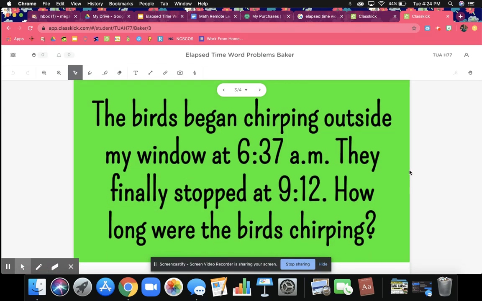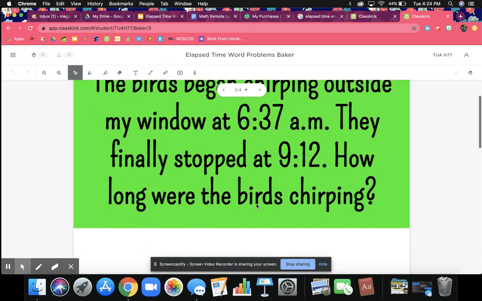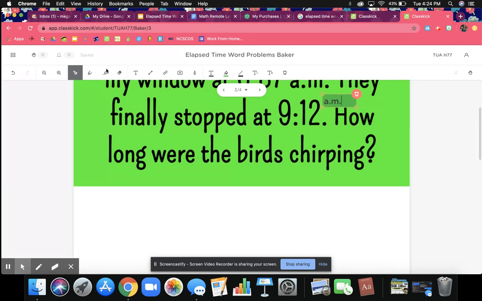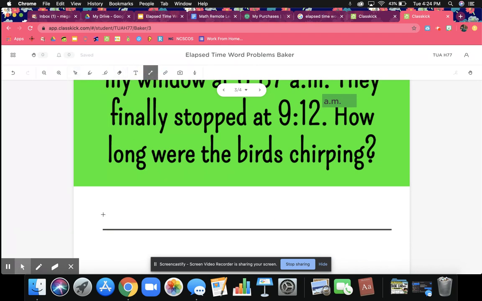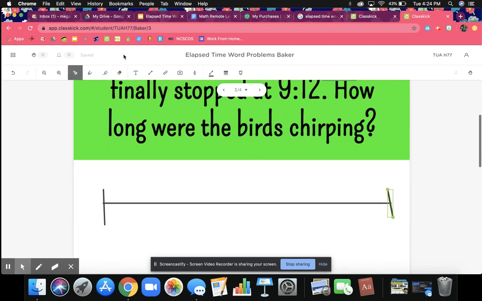A third problem, the birds began chirping outside my window at 6:37 a.m. They finally stopped at 9:12, and that should be a.m., 9:12 a.m. How long were the birds chirping? So we're going to draw our number line. Our start time that these birds started chirping was 6:37. And the end time was 9:12.